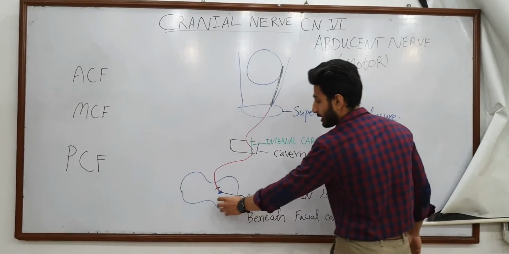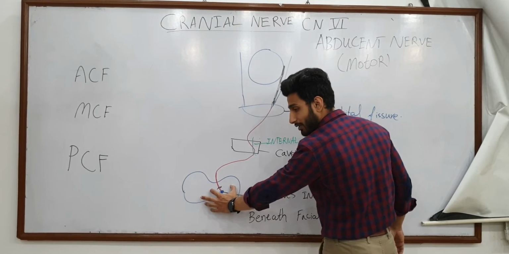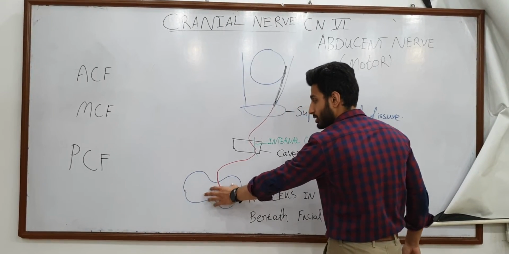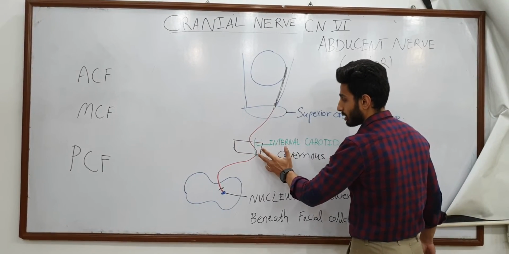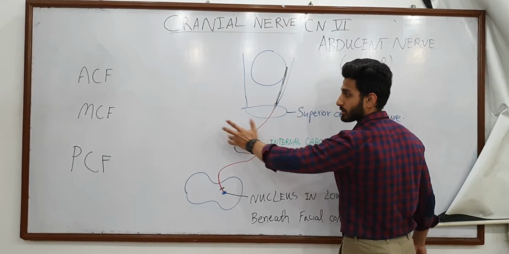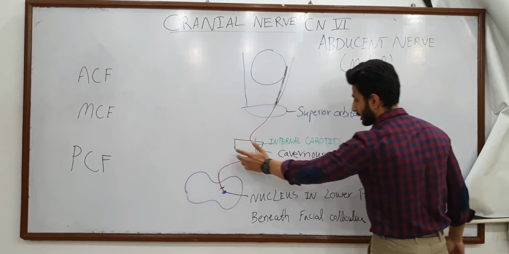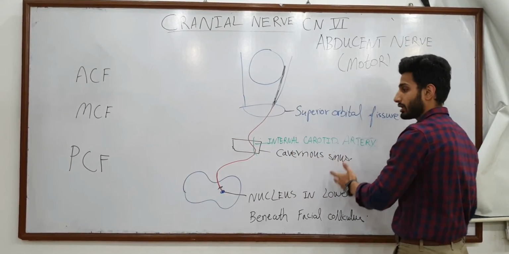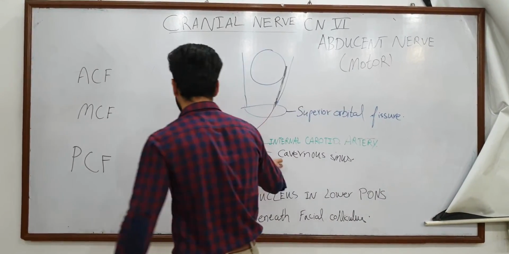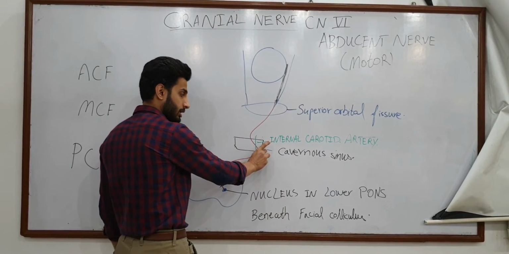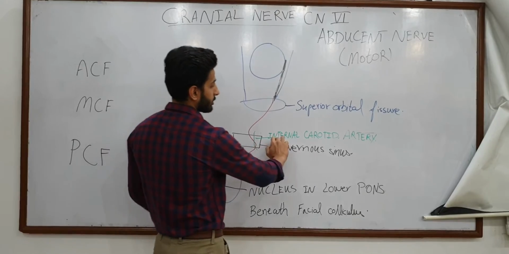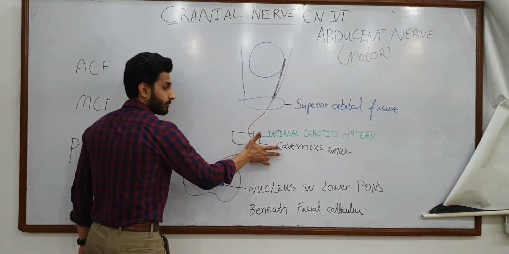Again, I will repeat. It has a nucleus at the lower level of the pons. It exits the brainstem and enters the posterior cranial fossa, and then enters the cavernous sinus, which is present in the middle cranial fossa. Which part of the cavernous sinus does it enter from? It enters the cavernous sinus from the petrous part of the temporal bone, which is the apex of the cavernous sinus, and then it has a relation with the internal carotid artery in the cavernous sinus.